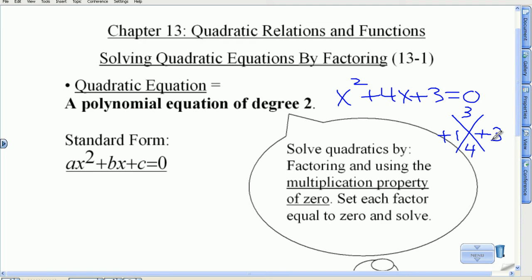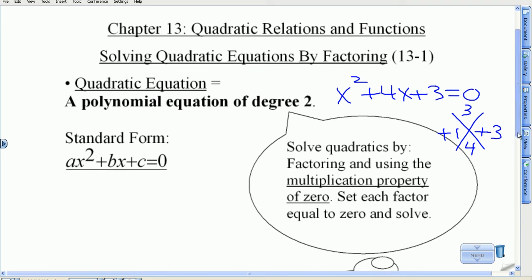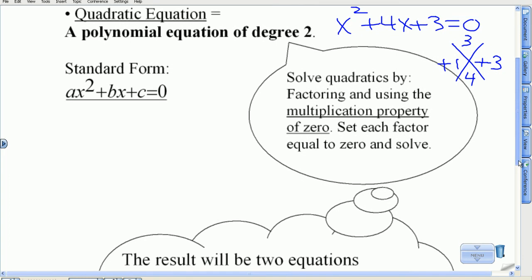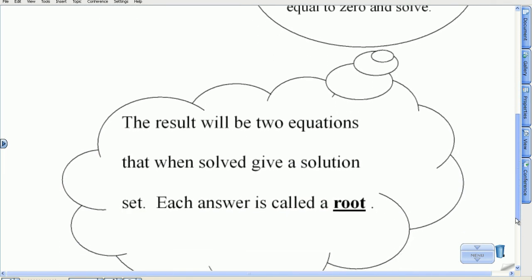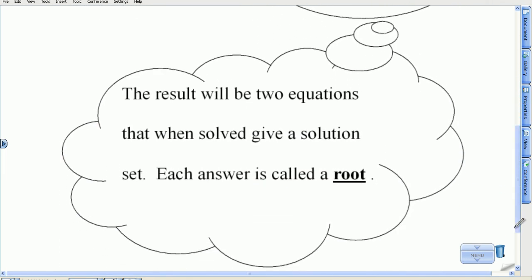We're going to solve quadratics by factoring, and then because the product of the two factors is going to be equal to 0, we'll set each factor individually equal to 0. It's a pretty easy process. If you can factor, solving them is pretty easy. We're going to get two baby equations that, when solved, give a solution to the problem. These answers are called roots.